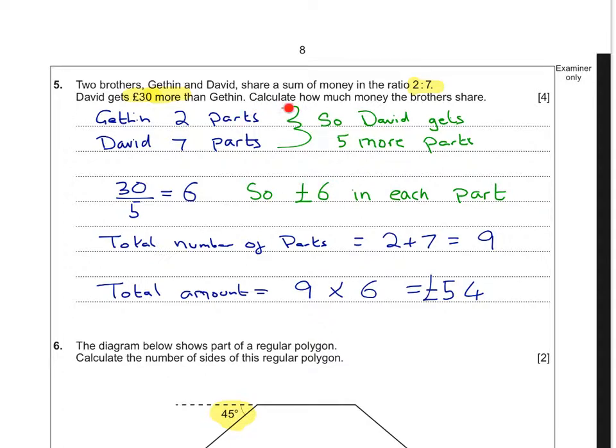They want the total of the money the brothers share. It doesn't ask how much Gethin gets or how much David gets. It just says what is the total. So the total number of parts is 9. Each part is worth £6. So you do 9 times 6, which gives you 54.